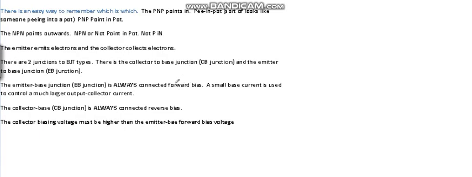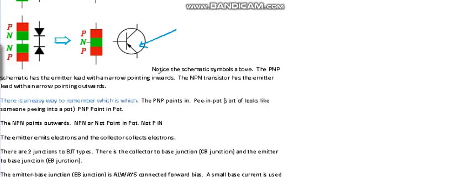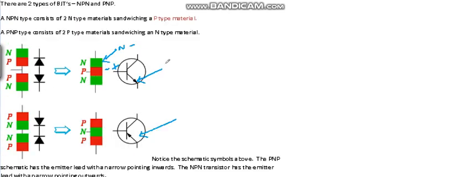There are 2 junctions, so let's talk about them. There's a collector to base junction called the CBJ or CB junction, and the emitter to base junction called the EB junction. Let's take a look at the collector to base junction. Just for argument's sake, say this is the collector and this is the emitter, and this is always the base. The center pin is the base. Of course, we won't know which is which until we start ringing it out.